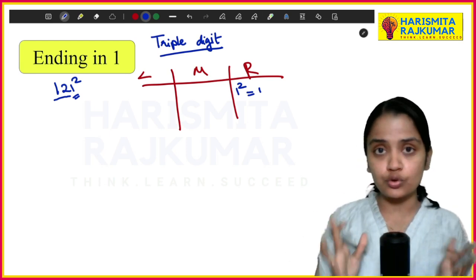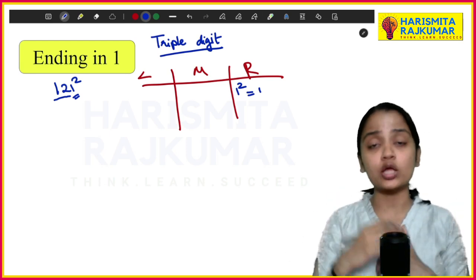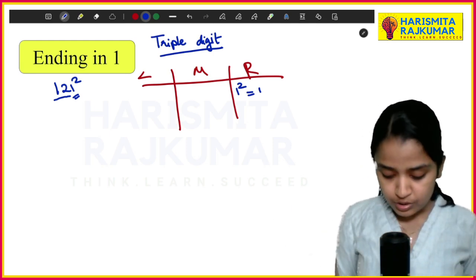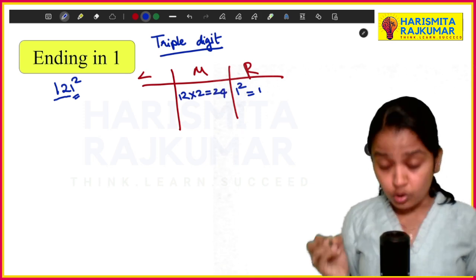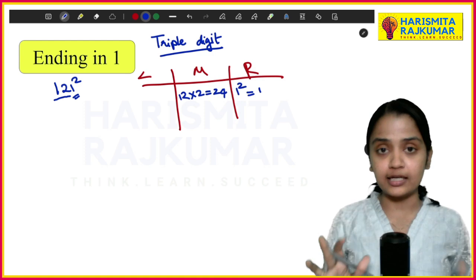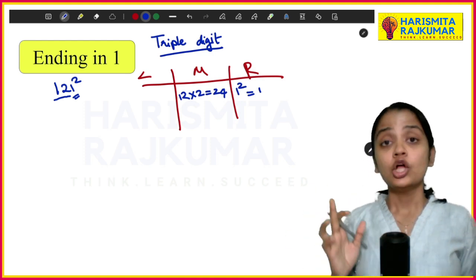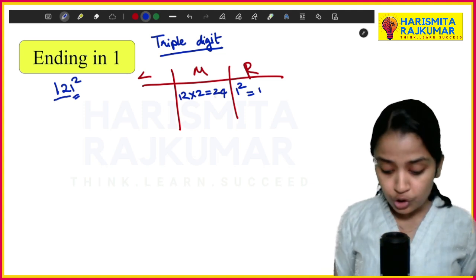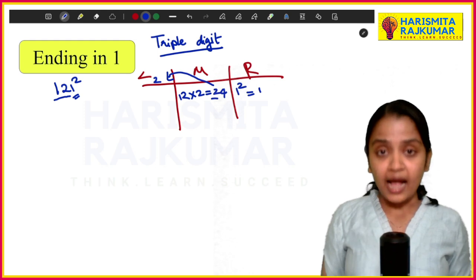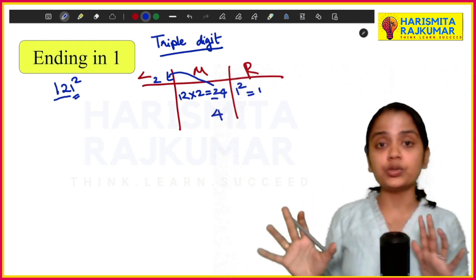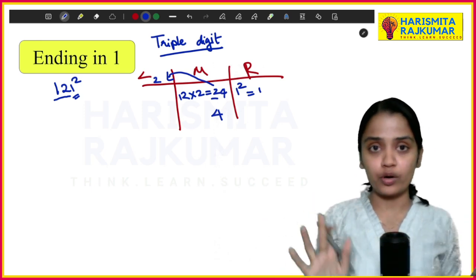What am I supposed to do? I am supposed to double the number, that is 12 into 2, which gives 24. In the previous video, I told you clearly, if you get a double-digit number here, you have to carry forward the 2 to the next column. So I'm carry forwarding the 2, and I'm ending up with just the unit digit 4 in this column.